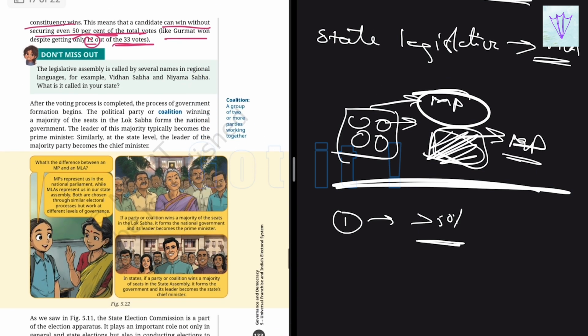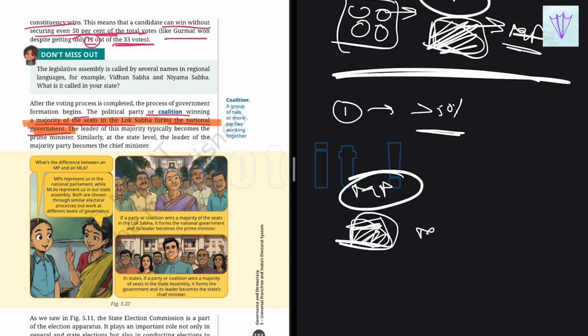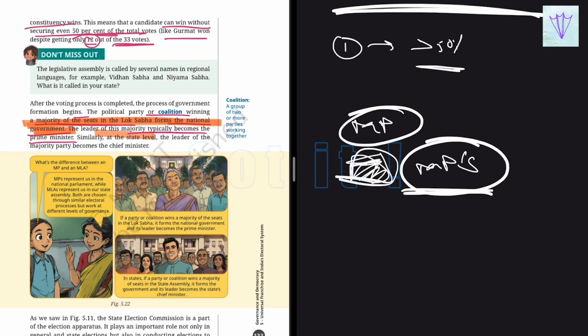So after the voting process is completed, the process of government formation will begin, and the political party or the coalition winning a majority of the seats in the Lok Sabha will form the national government. So the party or the group of parties who have the highest number of MPs in their coalition or in their party will form the national government, that is the central government. And the leader of the majority typically becomes the prime minister. So whoever all these MPs elect, obviously the leader of the party or the person whom all the coalition parties accept as a leader, will become the prime minister.